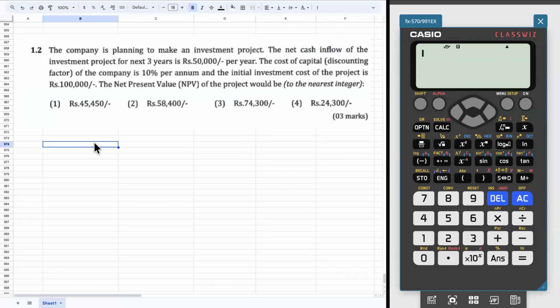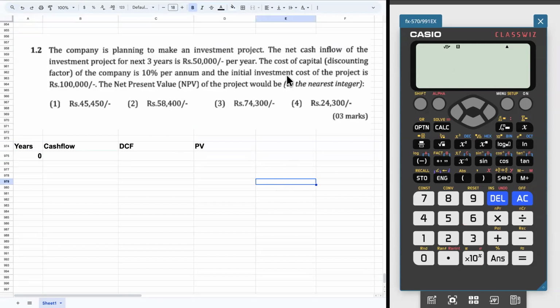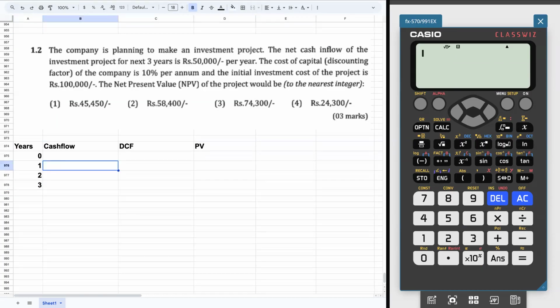What is your answer? The question is asking the NPV. As there are no two projects, only one project, we don't need to divide the cash flow into two columns. And we need the discounting factor and we need the present value, right? So in the year zero, the company is planning to make an investment. The net cash inflow for the next 3 years is 50,000. So 1, 2, 3, 50,000, again another 50,000, again another 50,000.